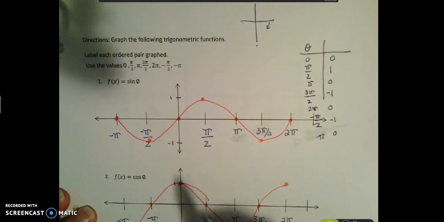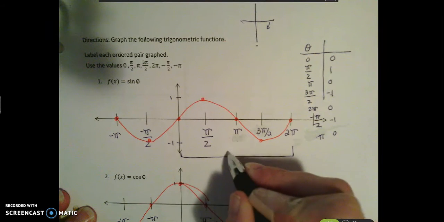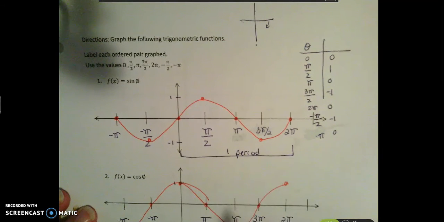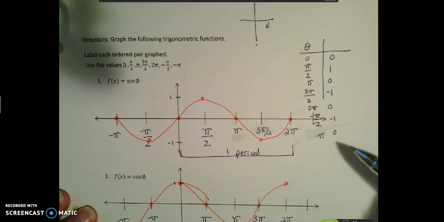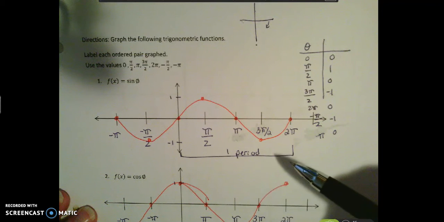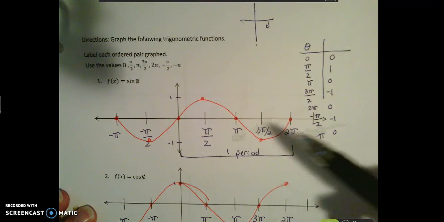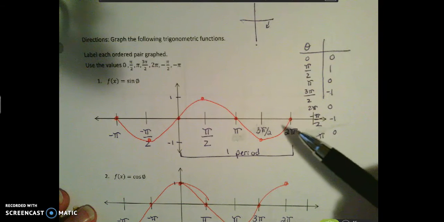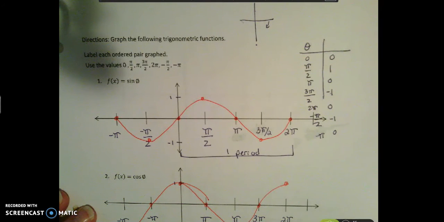So when I graph these points, I end up with my sine curve. We refer to the part from here to here as one period. As we keep going, this cycle will continue, and that's why we consider it one period, because it will repeat itself every 2 pi. So we consider the period of sine to be 2 pi. We picked these 5 key points, and we're going to be using those 5 key points for all of our graphs.